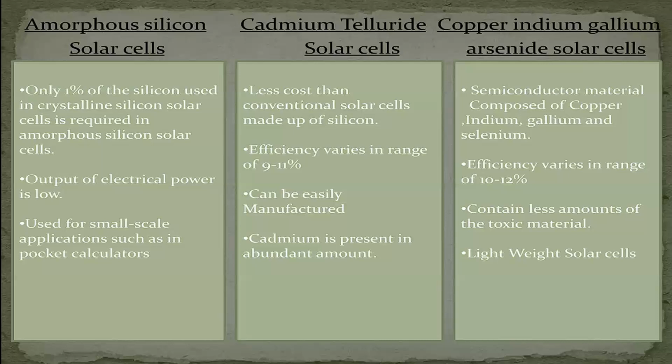Next we will see the copper, indium, gallium, diselenide solar cell. A semiconductor material composed of copper, indium, gallium, and selenium is used to make these solar cells. Efficiency varies from 10 to 12%. It contains a small amount of toxic materials. The toxic materials are present, but the amount is very low. And they are lightweight solar cells, as they are thin film solar cells, their weight is very low. This is a solar cell which is very light and has the highest efficiency, that is 10 to 12%.